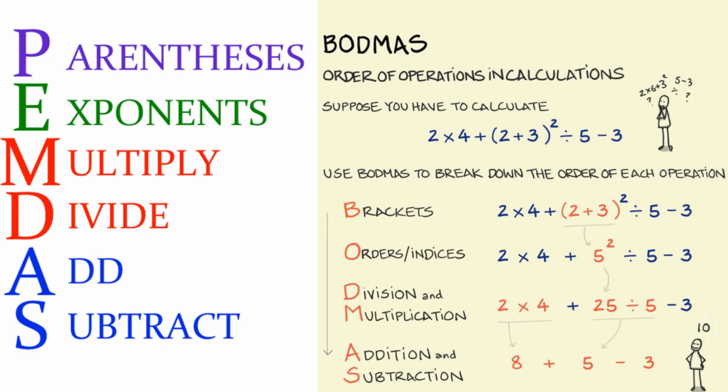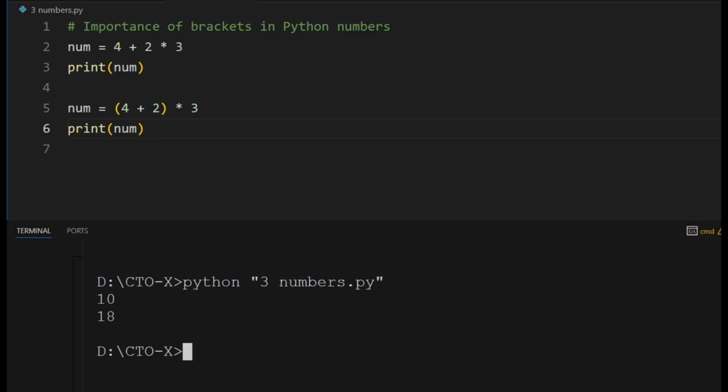If we take 4 plus 2 multiplied by 3, the multiplication occurs first, so 2 times 3 results in 6, and then 4 is added, giving a final result of 10. However, if we place parentheses around the addition, the addition happens first, making 4 plus 2 equals 6, and then multiplying by 3 results in 18.